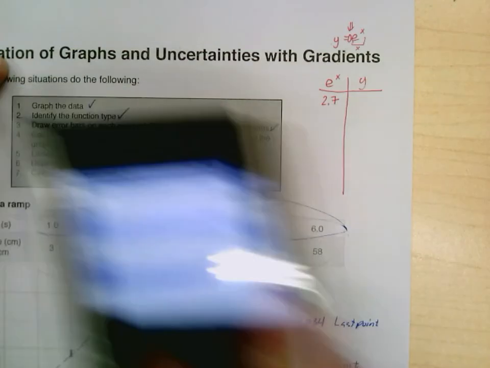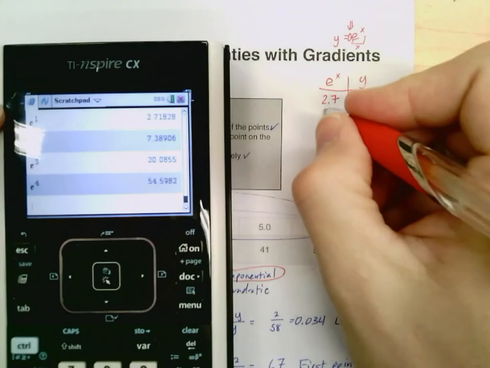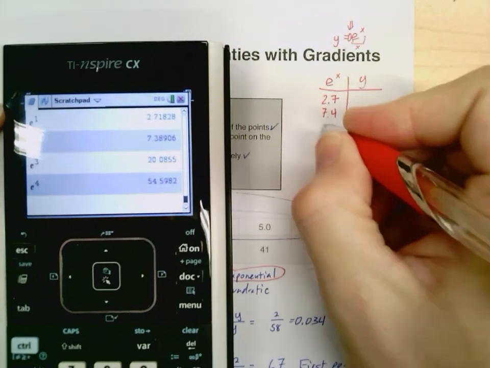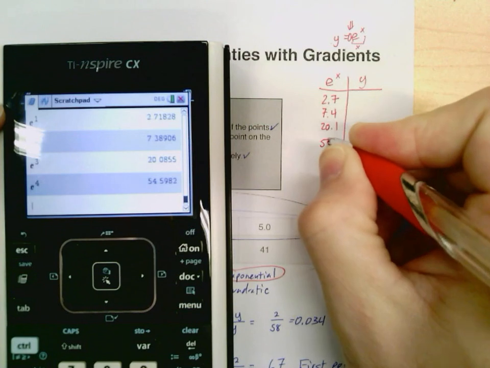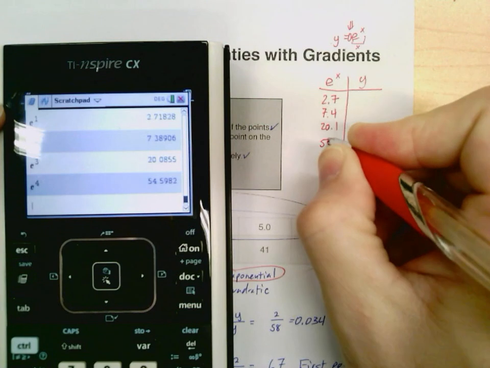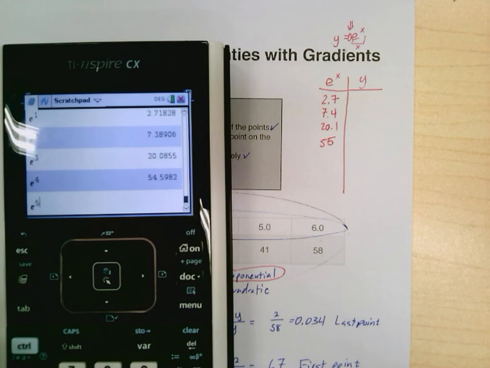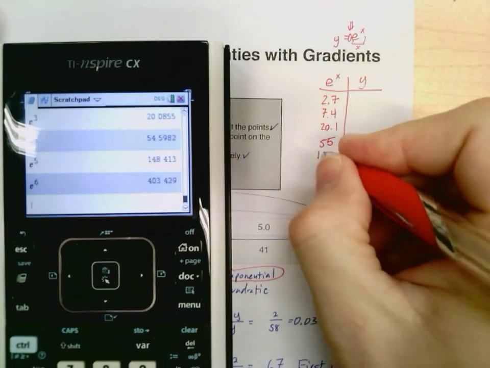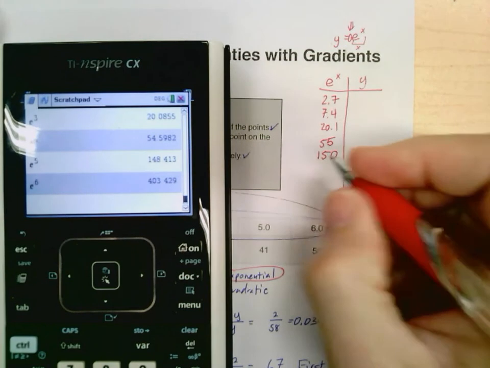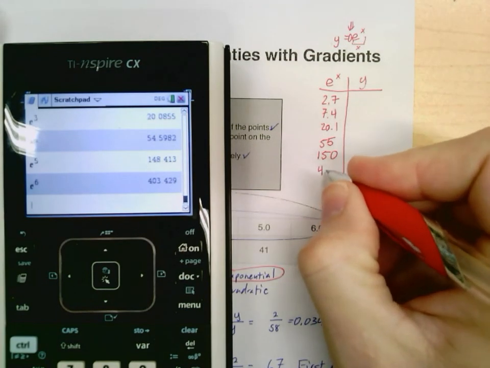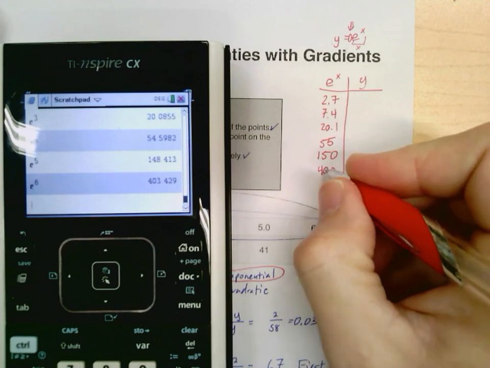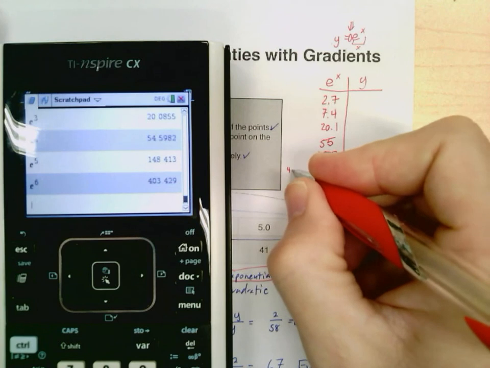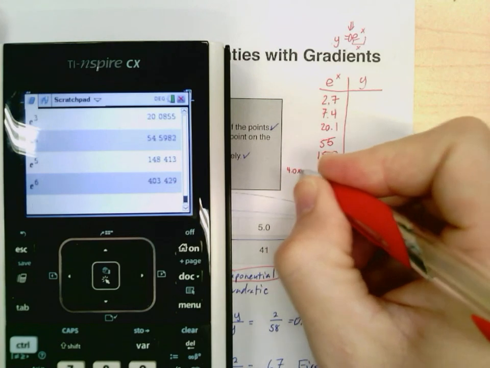2.7. That's, yep, 2 sig figs. I got 7.4. I got 20.1. I got 55. Okay, and then I need e to the power of 5 and e to the power of 6. So 148, which would go up to 150, and then 403, which would be 400. Okay, I would have to write it though as 4.0 times 10 to the second, but for our purposes, that's not super significant.